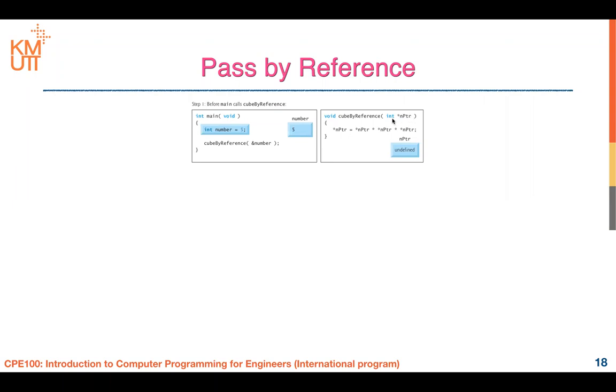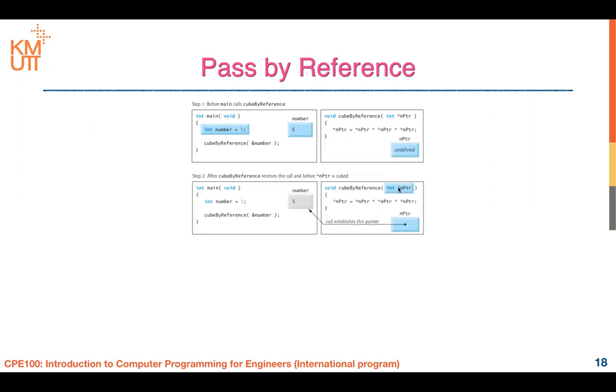If you don't have a star, NPTR alone will be an integer. But in this case, you have a star, right? NPTR will be a pointer to integer. Because now we are still in the main function, and then when we call with the address of number, the address of 5 will be bound to NPTR, and NPTR will point back to the address of number. As we call it, this pointer NPTR is a pointer that points to number, or NPTR keeps the address of number. It's the same thing, but it will be easier if I say that NPTR, the pointer, points to number. Now, anything that has been changed through this pointer will be changed in the number as well.